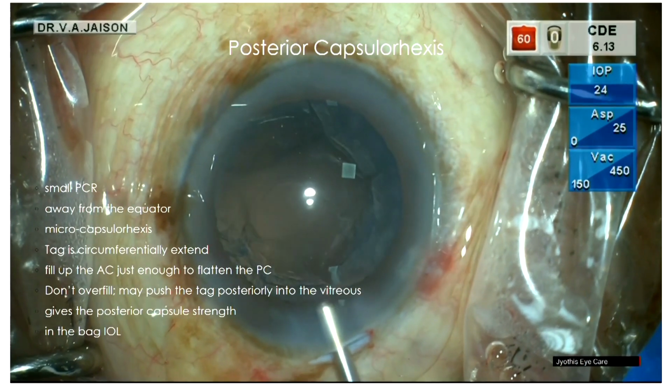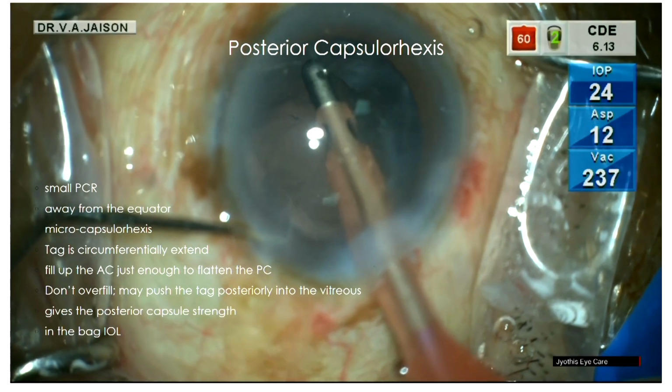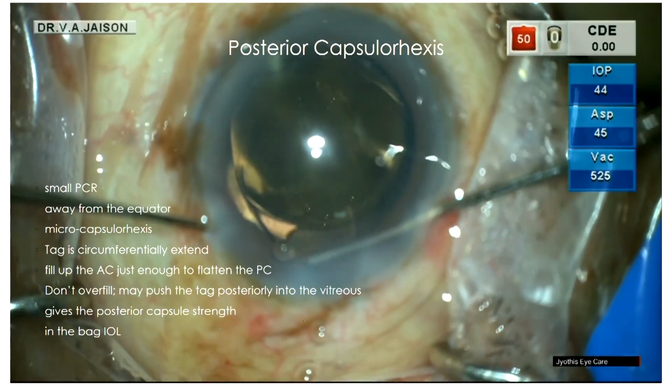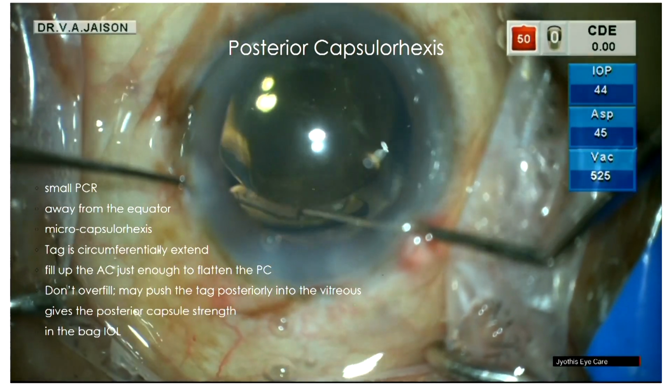And finally, you can implant a lens in the back. Even cortex aspiration is easy because the bag will get inflated. You can easily approach the cortex.